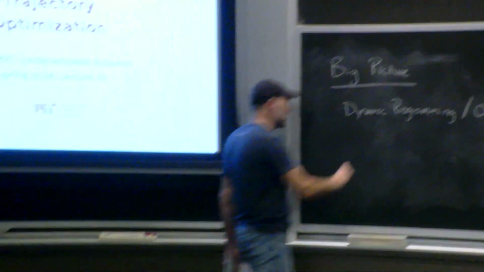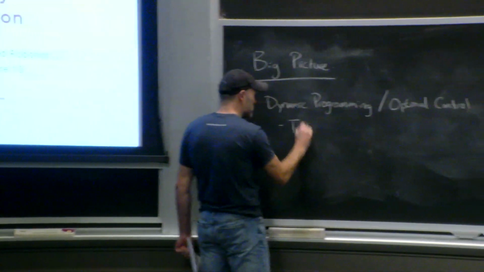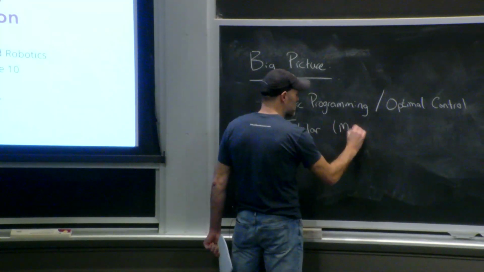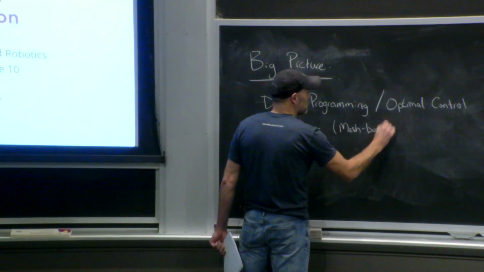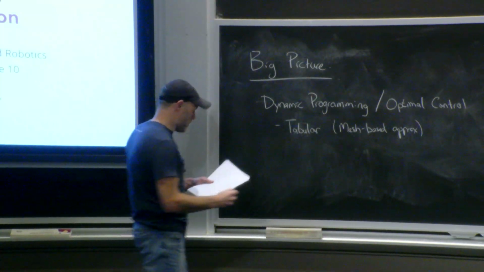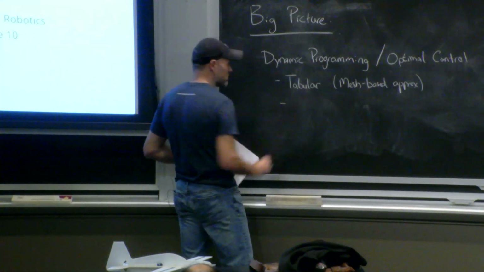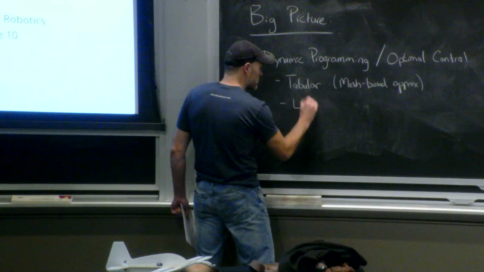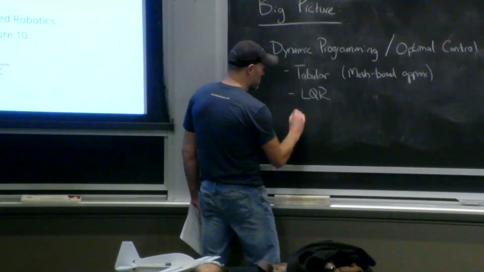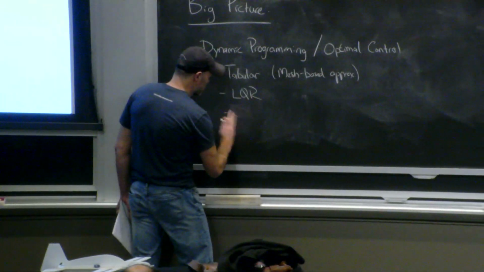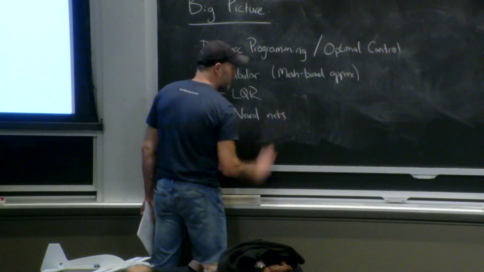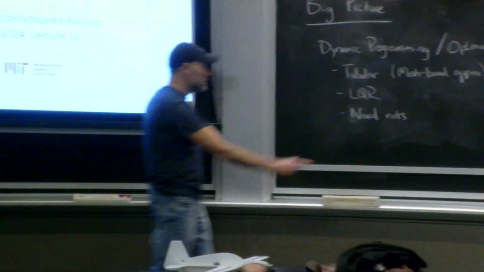We've understood cases where we could do tabular solutions exactly or mesh-based approximations. We talked about some beautiful solutions that had closed form, LQR kinds of solutions. We talked about function approximators, so let's call it neural networks these days.